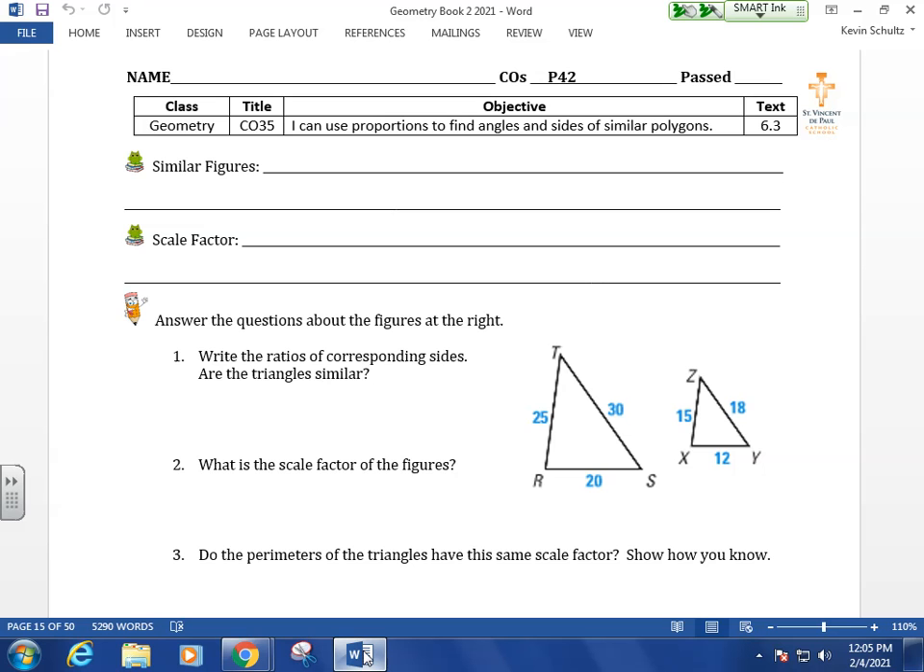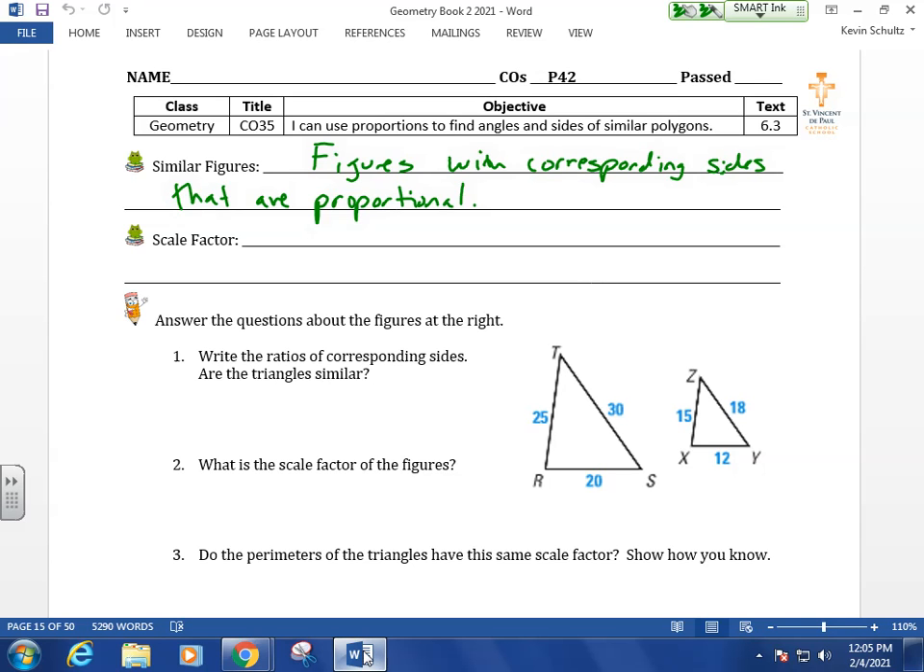We know what similar figures are. Similar figures are figures, or polygons, be rectangles, pentagons. We're going to focus more on triangles than anything else. But figures with corresponding sides that are proportional. When we talked about congruent figures, those corresponding sides were congruent or equal. Okay. In similar figures, those corresponding sides are proportional.